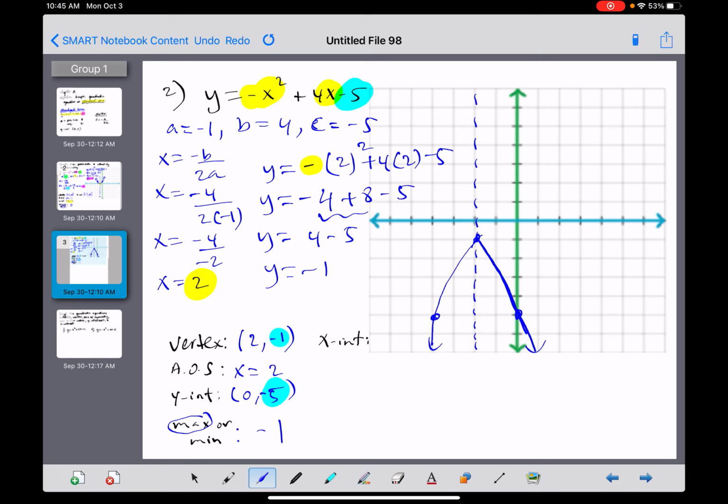If you look at this, notice my graph does not touch the x-axis at all. So in this case, your x-intercept would be none because it doesn't touch it. Okay guys, that is it. Try the homework.